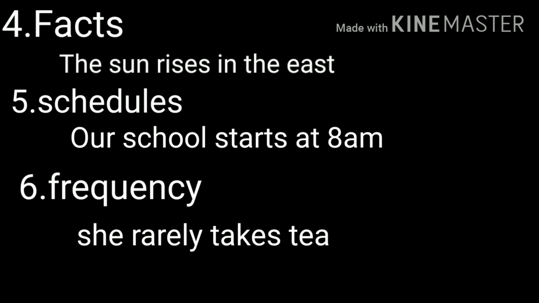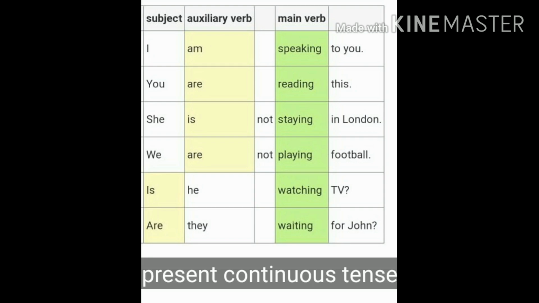Number 4, we use present indefinite or simple present for some facts such as the sun rises in the east, the sun sets in the west, etc. Number 5, in a schedule that we follow. For example, our school starts at 8 a.m. Number 6, frequency. Frequency words like never, rarely, etc. She rarely takes tea, or often. These are some frequency adverbs. She rarely takes tea. I think you have understood simple present tense.